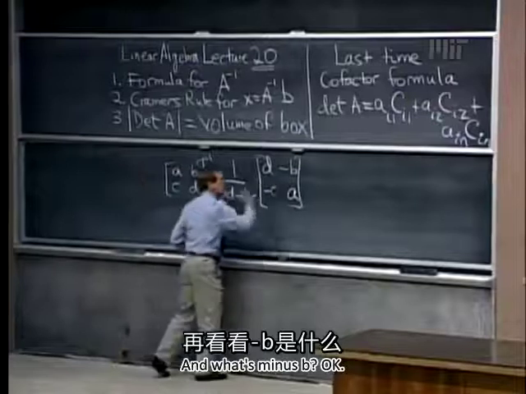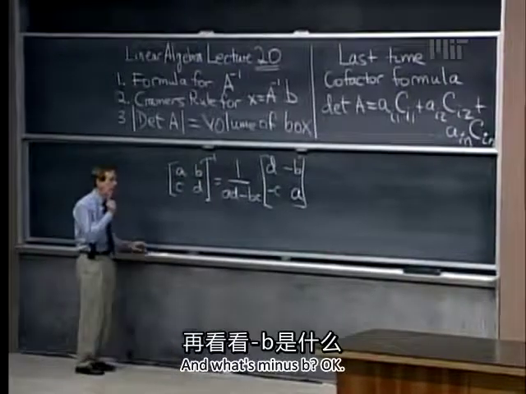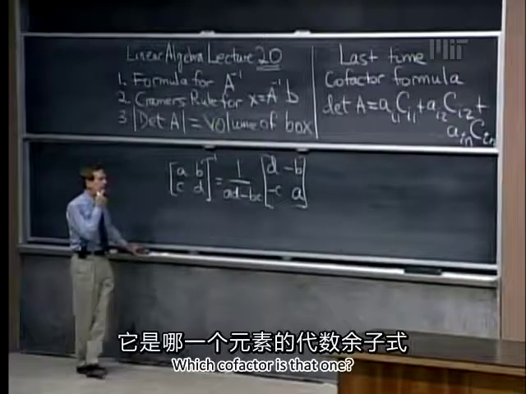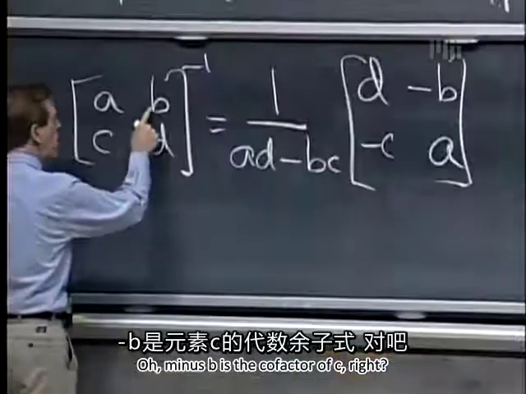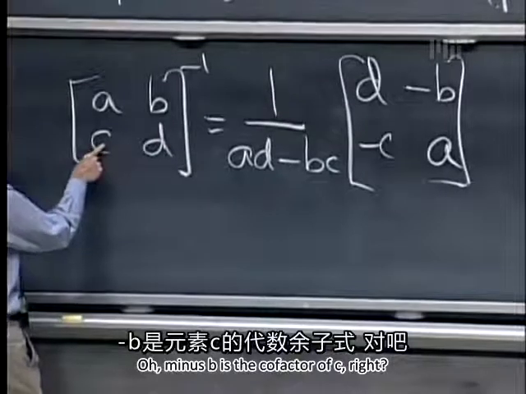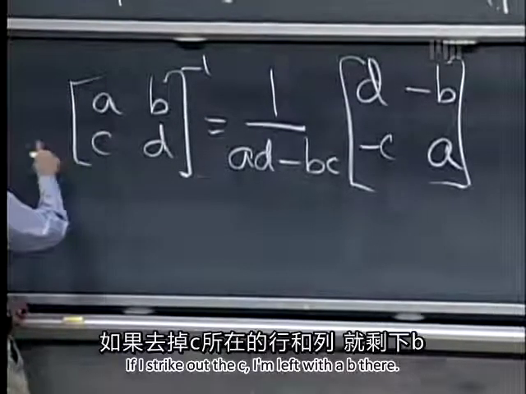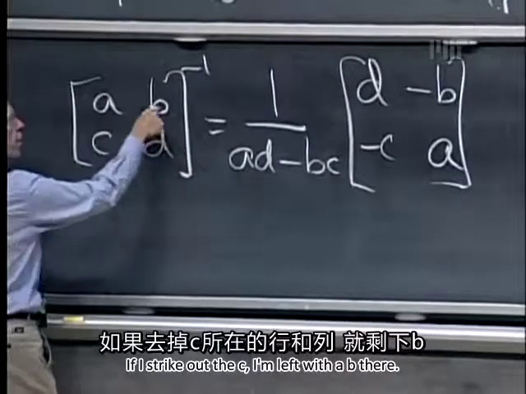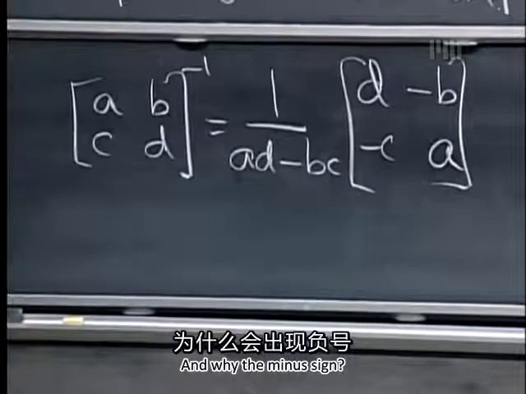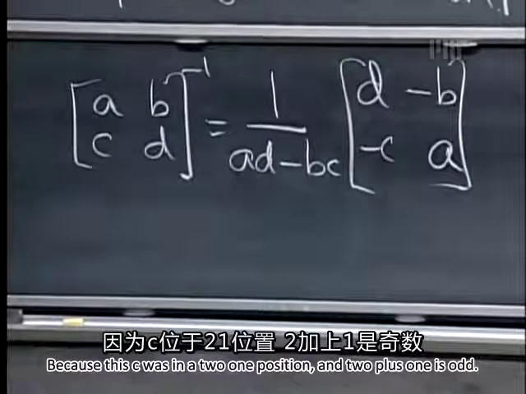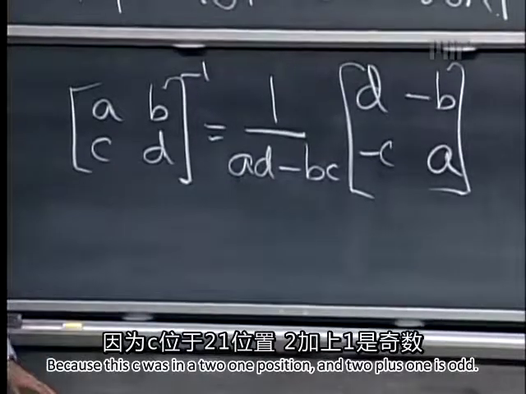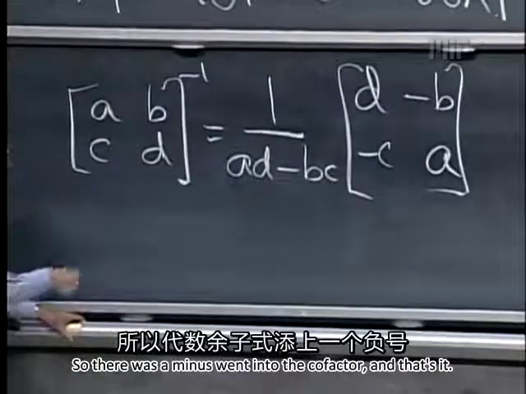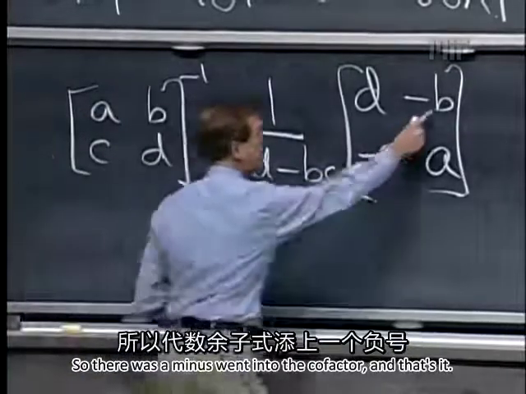And what's minus B? Okay, which cofactor is that one? Minus B is the cofactor of C, right? If I strike out the C, I'm left with a B there, and why the minus sign? Because this C was in a 2, 1 position, and 2 plus 1 is odd. So a minus went into the cofactor, and that's it.